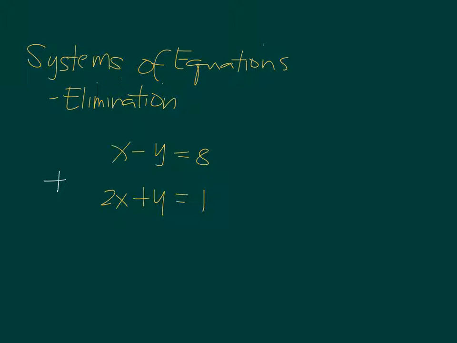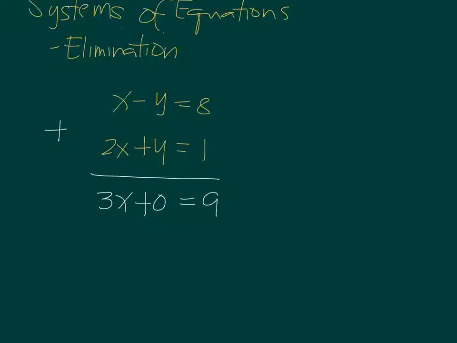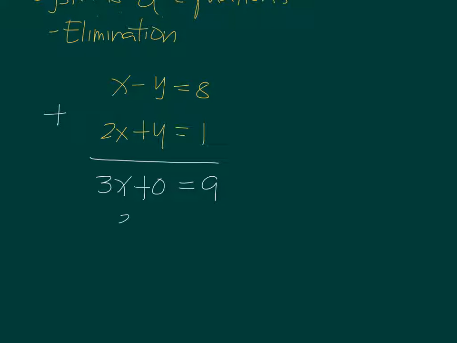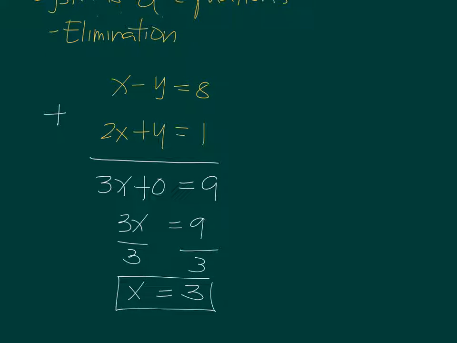So that's the idea. So if I'm going to add x minus y and 2x plus y, this will be 3x coming from x and 2x. Negative y plus y is 0, and 8 plus 1 is 9. And 3x plus 0 is 3x, and this is equal to 9. When we divide by 3, then it means x is equal to 3. So the value of x is equal to 3.